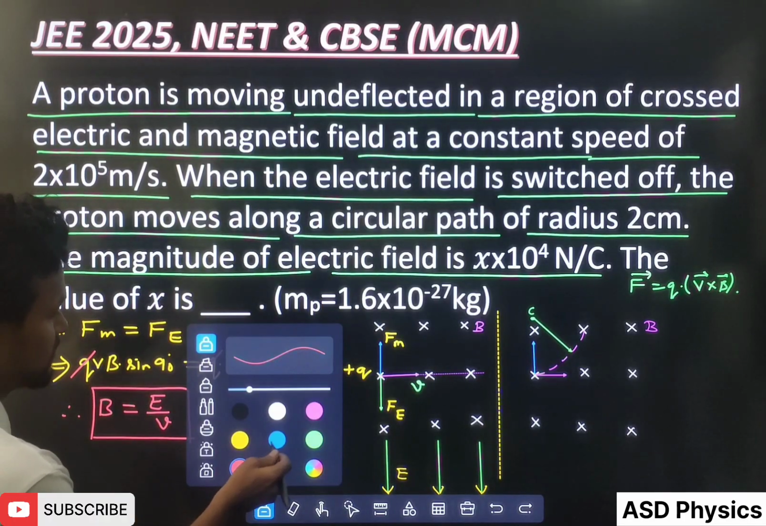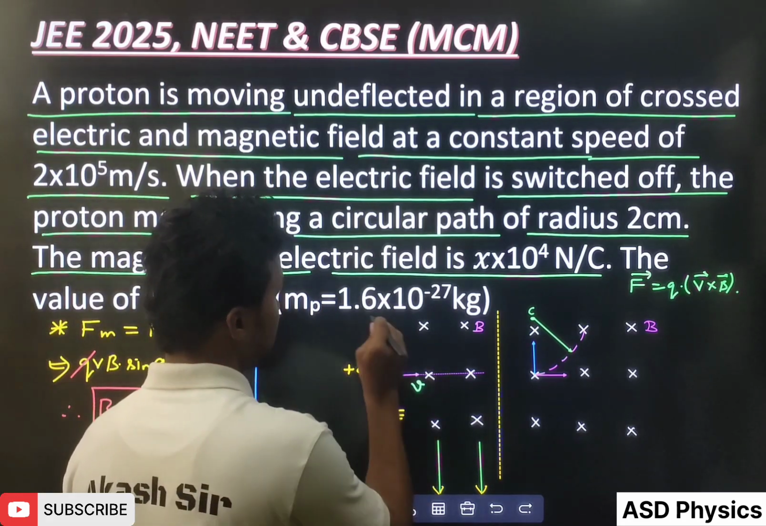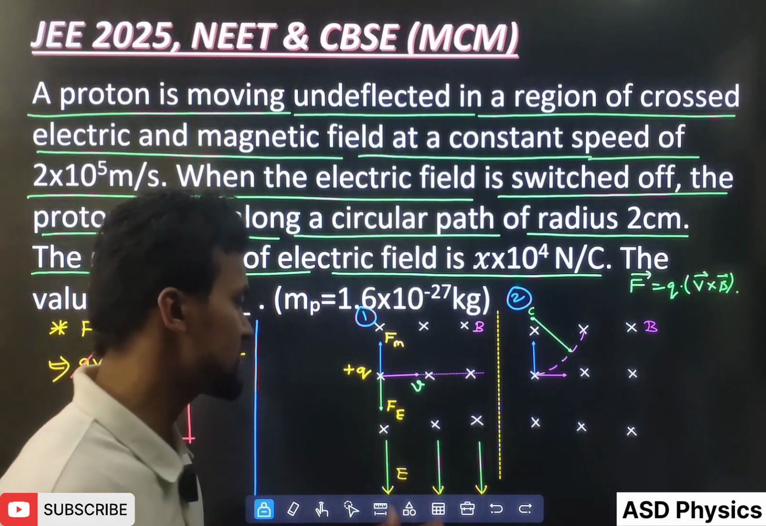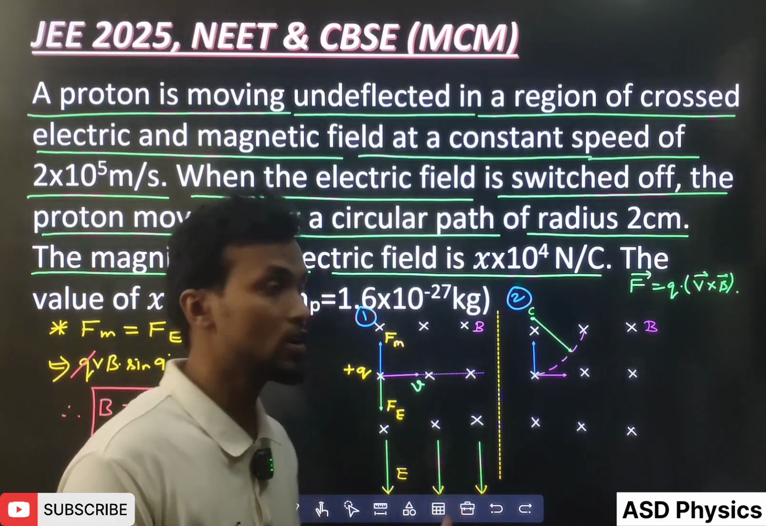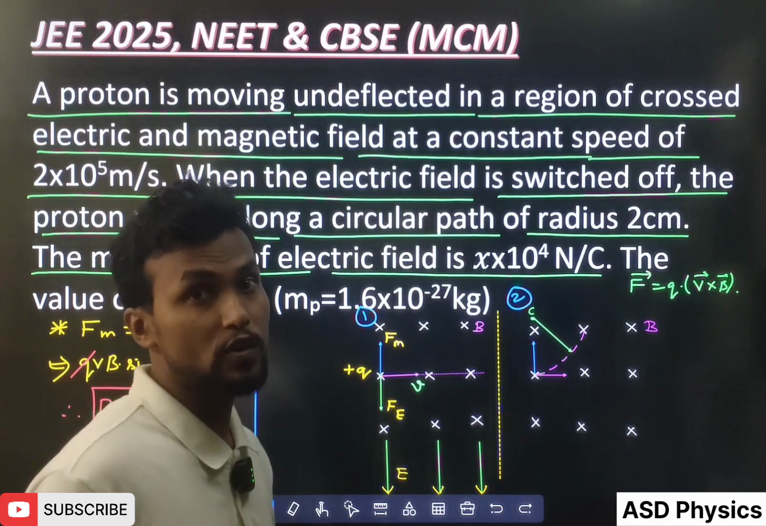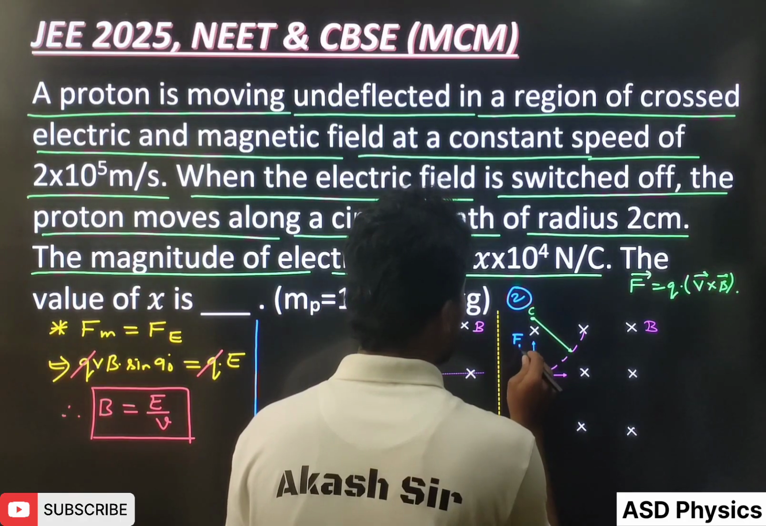Now this one thing is done here. This is situation 1, case 1. Now in case 2 what happened? Suddenly this electric field is switched off. So when this electric field is switched off, there will not be any electrostatic force. So in this situation, only the magnetic force will be there.